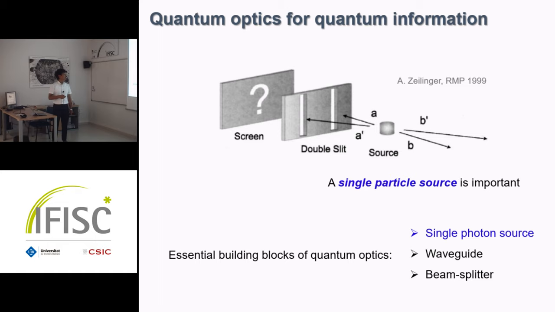Then the single photons will pass either through one side of the slit or the other side of the slit, but strangely, the accumulated intensity shows again the interference fringes. So in this sense, a single particle source is important to show quantum phenomena. And if we make the source emit two particles which are entangled, then we can do further quantum information processing, like demonstration of Bell's inequality, or even advanced techniques like quantum cryptography, or other quantum algorithms. And here the essential building blocks of quantum optics are three things: a single photon source, a waveguide protecting the propagation, and also the beam splitter.